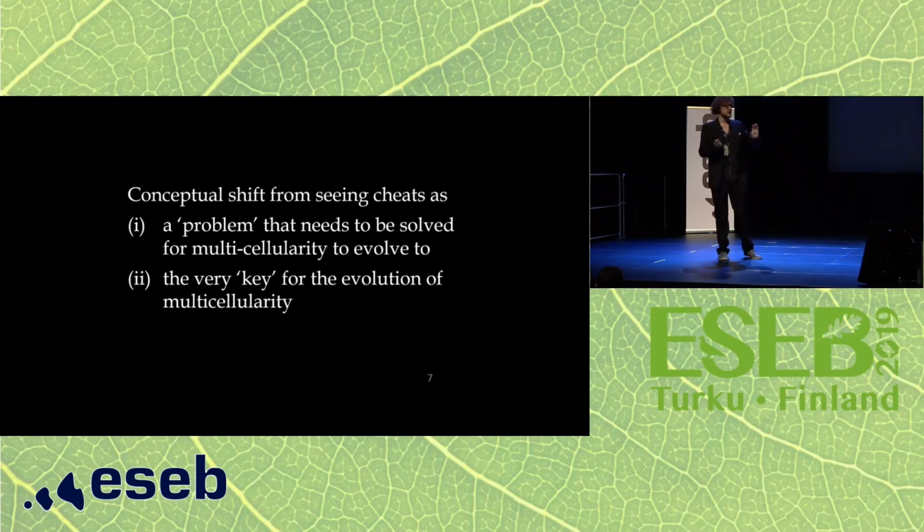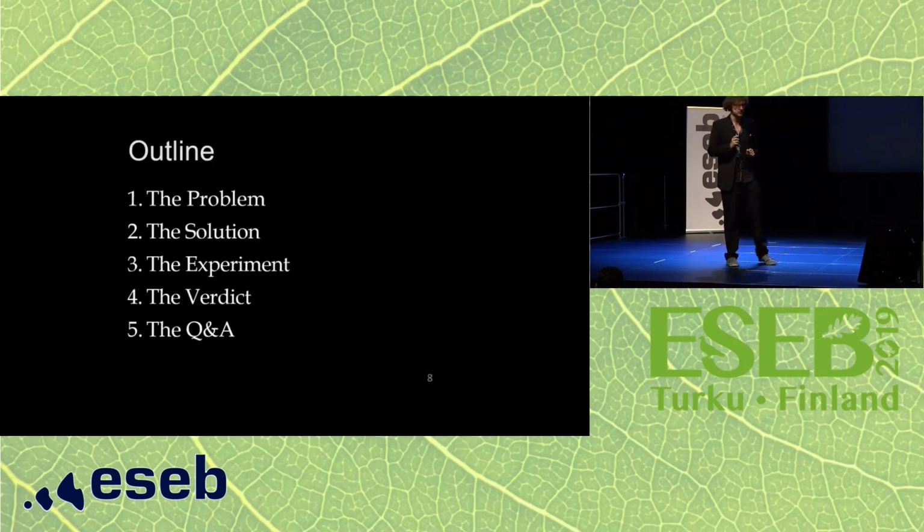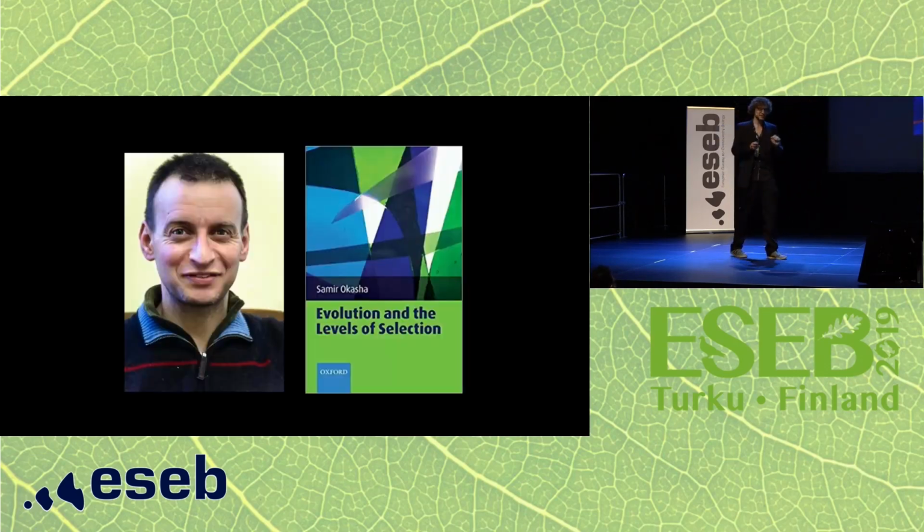So I'm here defending these two philosophical ideas, that first of all, we need a conceptual shift from seeing cheats as a problem that needs to be solved for multicellularity to evolve, to the very key for the evolution of multicellularity. First I'm going to sketch the problem, then the solution, and talk a bit about experiment. Much of this is based on work by my supervisor, Samir Okasha.